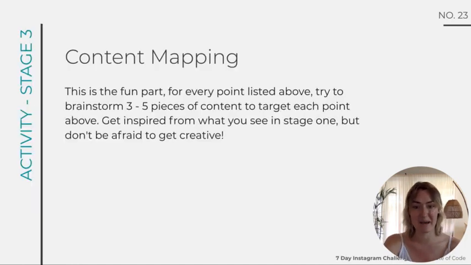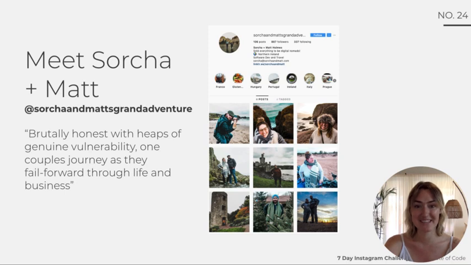Stage 3, content mapping. This is the fun part. So for every point that we listed above, then we brainstorm the actual pieces of content to target each point above. So here's some examples from you guys. Sorcha, hopefully I pronounced that correctly, and Matt from Sorcha and Matt's Grand Adventure. Their brand personality is brutally honest with heaps of genuine vulnerability, one couple's journey as they fail forward through life and business. I love that. I love that so much. And this is a little snippet of their feed so far.